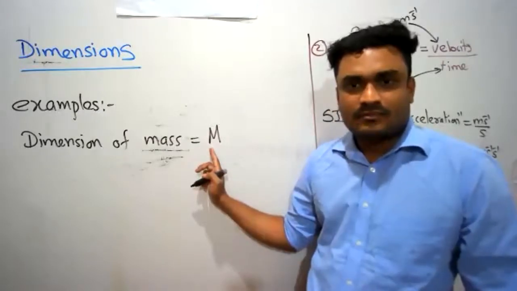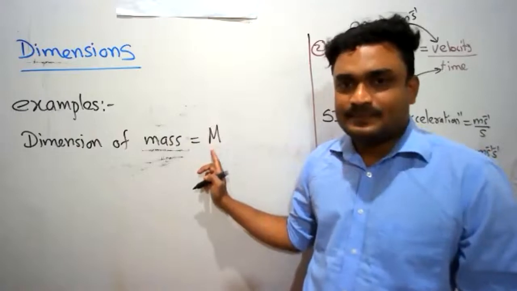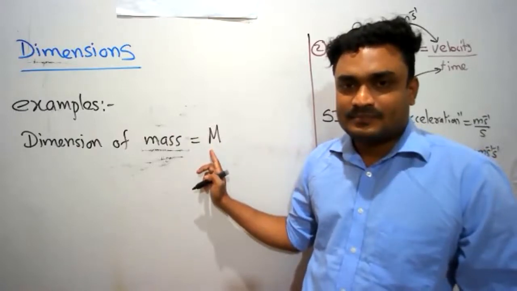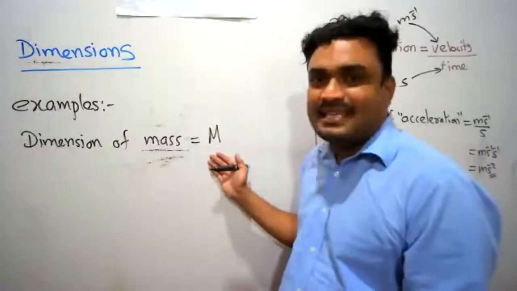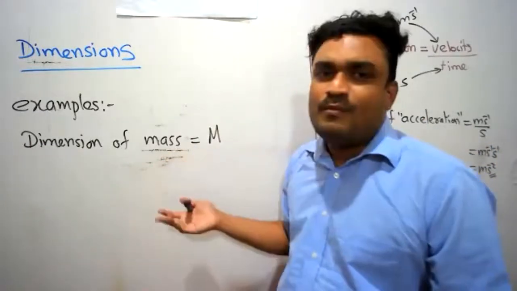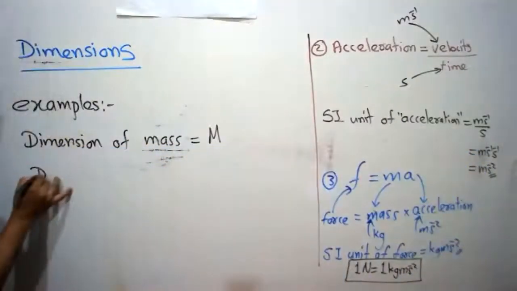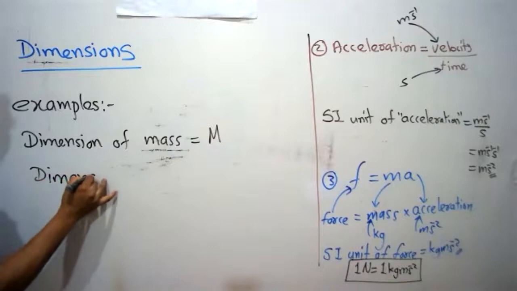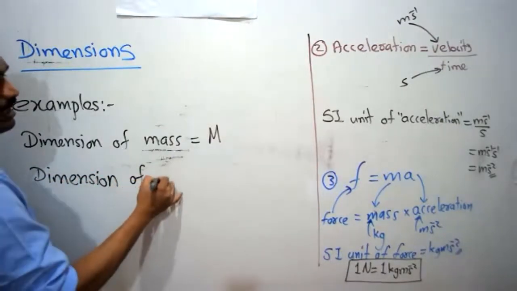The English letter. It's a letter in the English alphabet. What is a letter? A symbol. So the dimension of mass is capital M means the dimension of mass is a symbol. Good, right? Symbol. So similarly, what is the dimension of length?